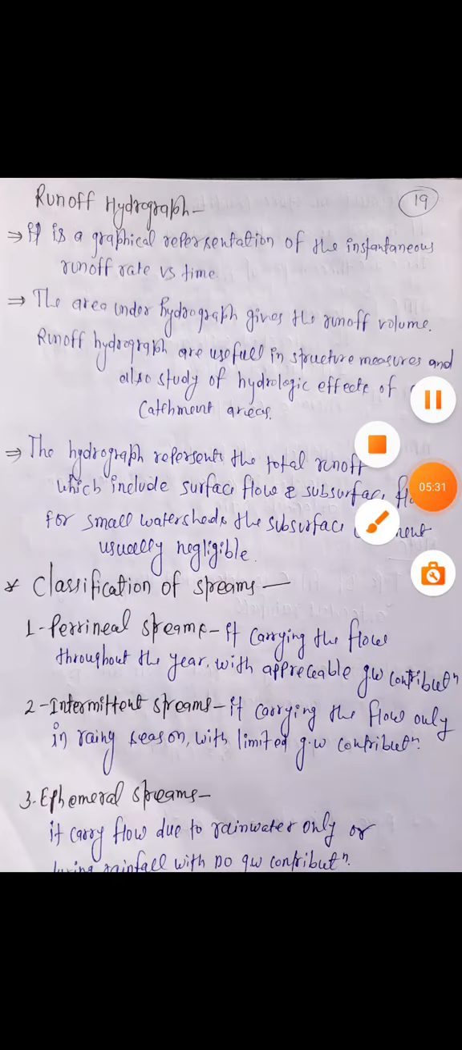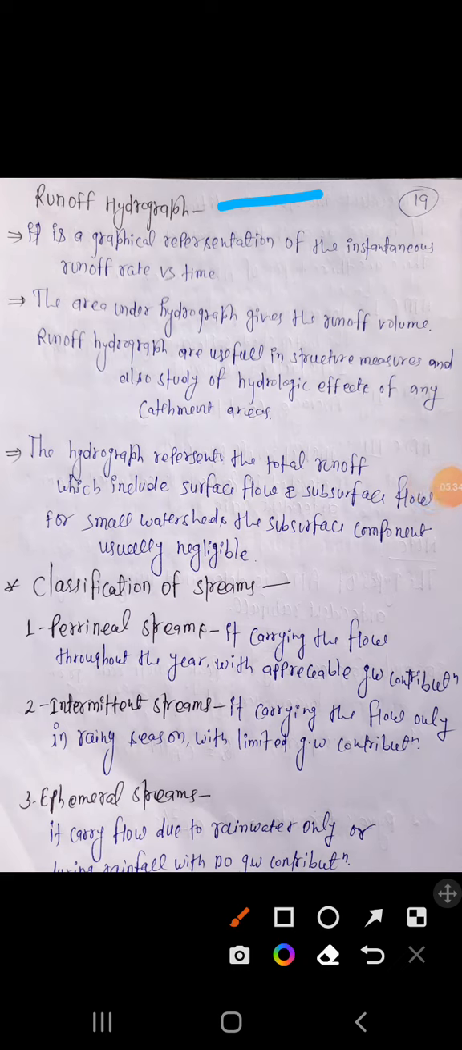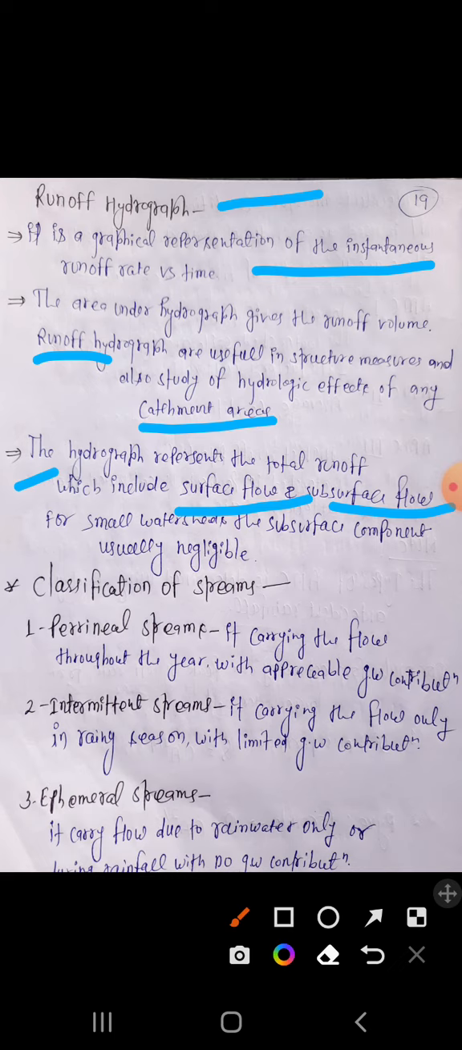Now come to the hydrograph. It is a graphical representation of instantaneous runoff rate versus time. The area under the hydrograph gives the runoff volume. Runoff hydrographs are useful in structure measures and also in the study of the hydrologic effect of a catchment area. A hydrograph represents the total runoff, which includes surface flow and subsurface flow. For small watersheds, the subsurface component is usually negligible.